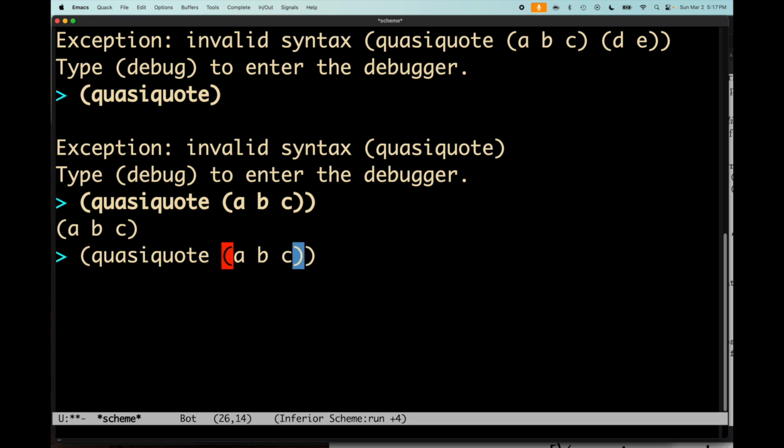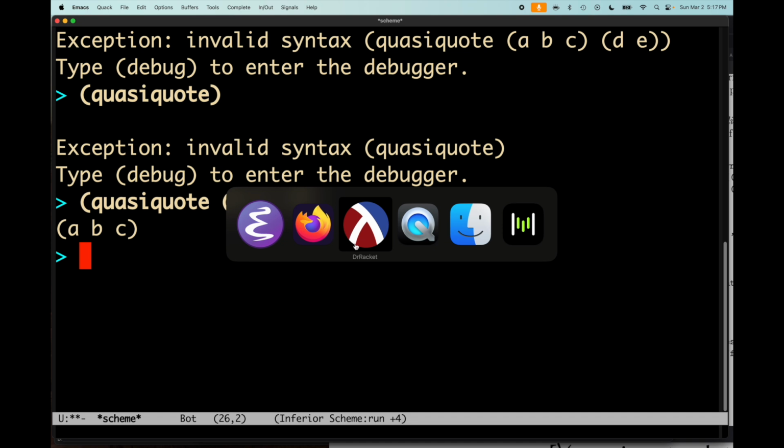Okay. Now, let's... I'm trying to reset here mentally. I was excited to test out the quasi-quote that took any number of expressions, but it seems like it's unquote and unquote splicing that takes any number of expressions. Okay, so let's try that out.